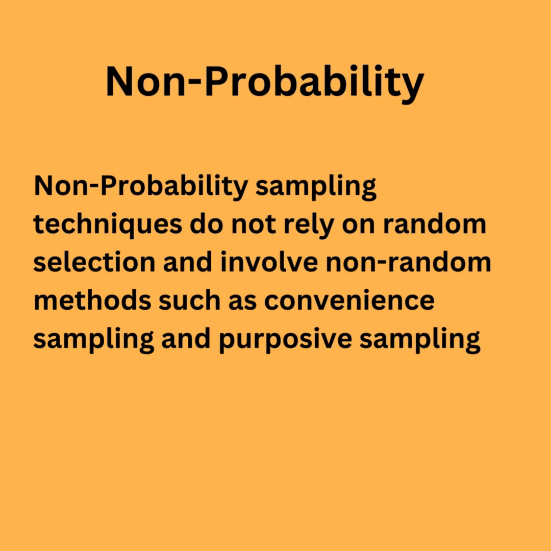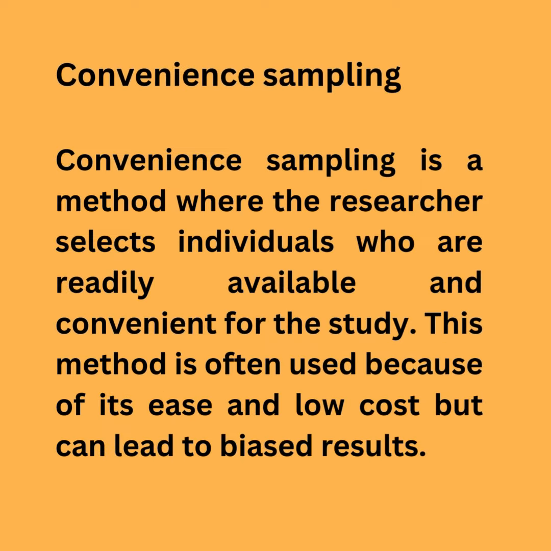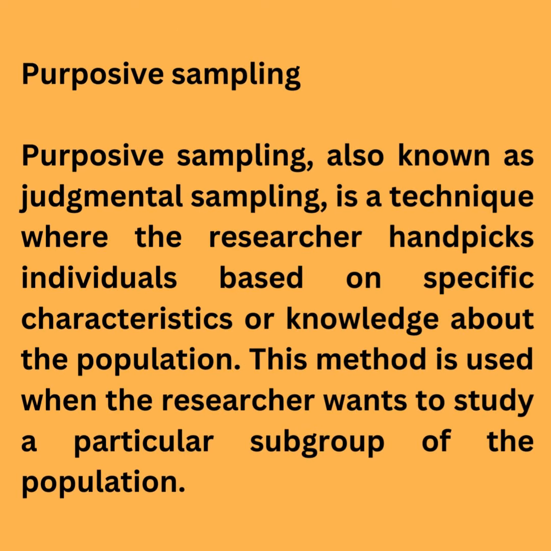On the other hand, non-probability sampling techniques do not rely on random selection and involve non-random methods such as convenience sampling and purposive sampling. Convenience sampling is a method where the researcher selects individuals who are readily available and convenient for the study. This method is often used because of its ease and low cost but can lead to biased results. Purposive sampling, also known as judgmental sampling, is a technique where the researcher handpicks individuals based on specific characteristics or knowledge about the population. This method is used when the researcher wants to study a particular subgroup of the population.